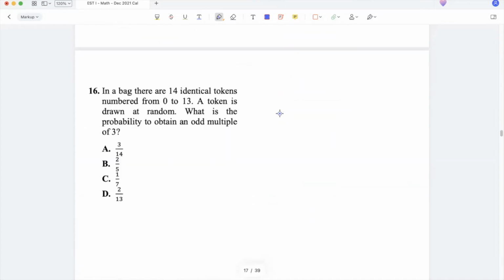In a bag, there are 14 identical tokens numbered from 0 to 13. A token is drawn at random. What is the probability to obtain an odd multiple of 3? Odd multiple of 3 will be 3, 9. That's it, right? Yeah, so that will be 2 out of 14, 1 by 7.